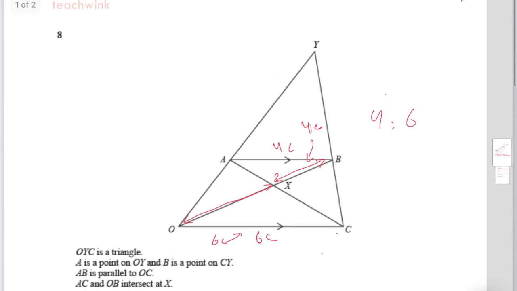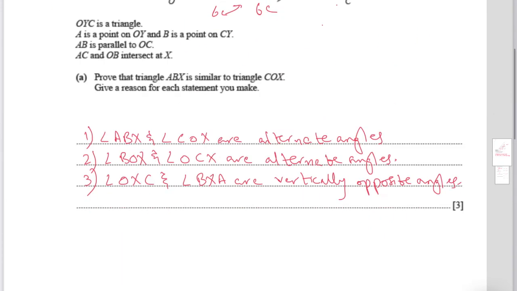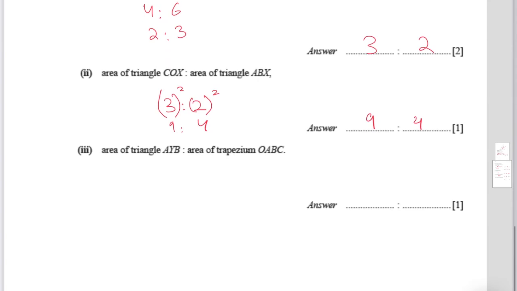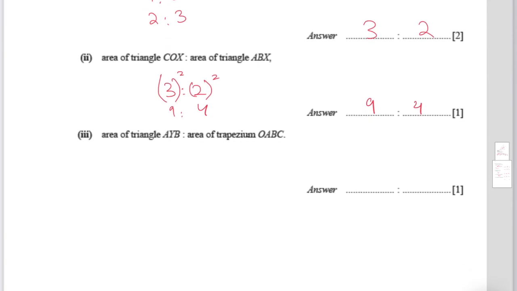The next part says area of triangle COX compared to area of triangle ABX. COX is this triangle and ABX is this triangle. Since we have the ratios as 3:2, what we need to do is just square both of these ratios and we end up with 9:4. So this is the ratio between their areas. I hope this made sense as well. This is a very straightforward question.